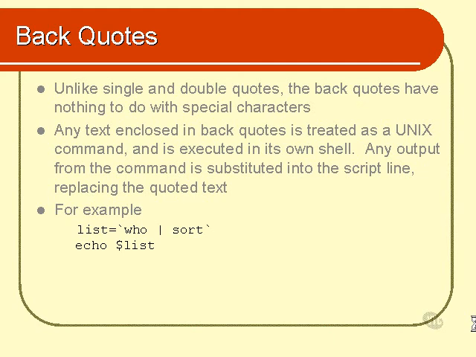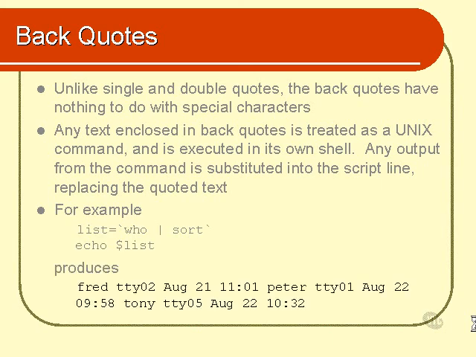It's very handy to be able to do this occasionally, to take the output of a given program and assign it to a variable. Then, if I were to echo out that variable, I would get the following. Fred is on 2 and he's on from the particular date. Then Peter's on TTY01 on a different date, and Tony's on TTY05 on another date as well, which is almost exactly what you'd expect, except all the new lines have disappeared.